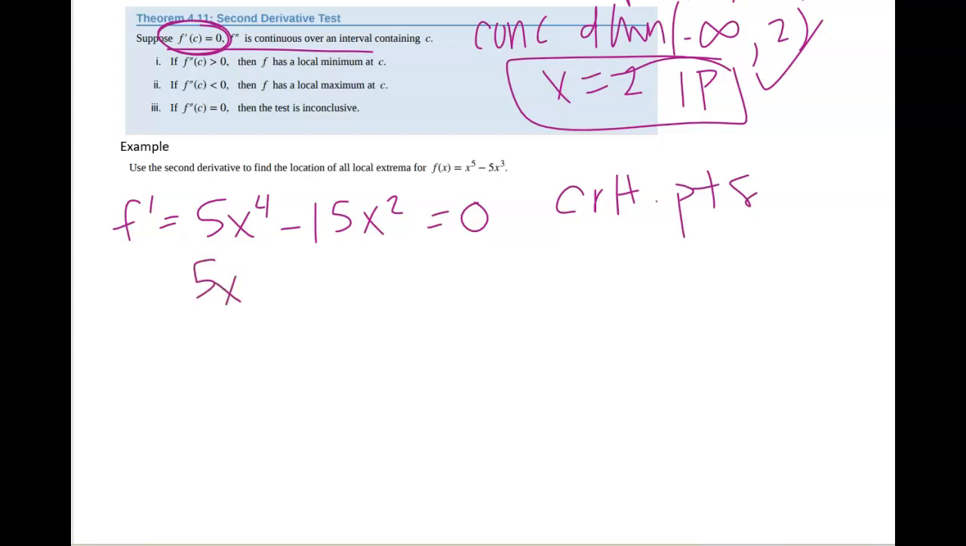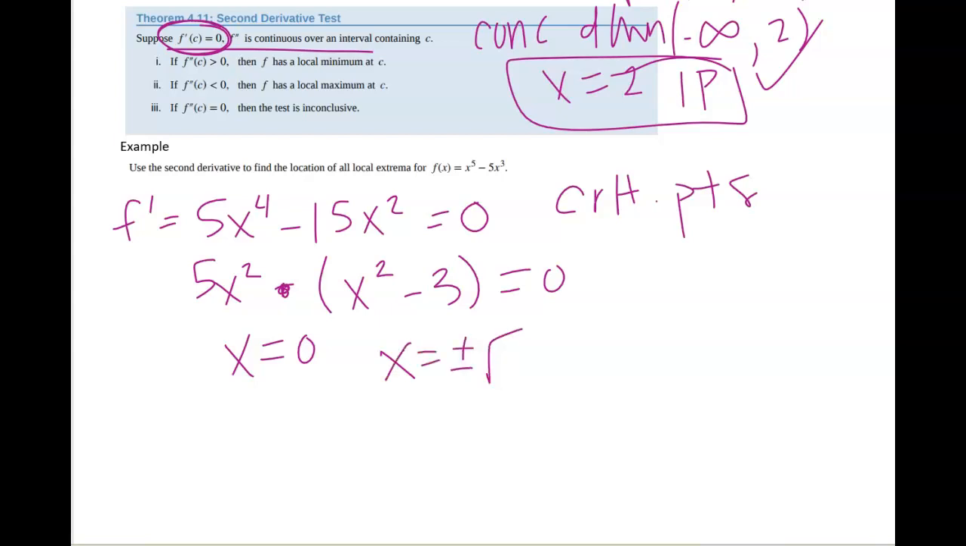So I'm going to factor out a 5x squared. I'm left with x squared minus 3. Oh my goodness, that should be a multiplication, not a subtraction. All right, so I get x equals 0. I get x equals plus and minus the square root of 3. So those are my critical points.